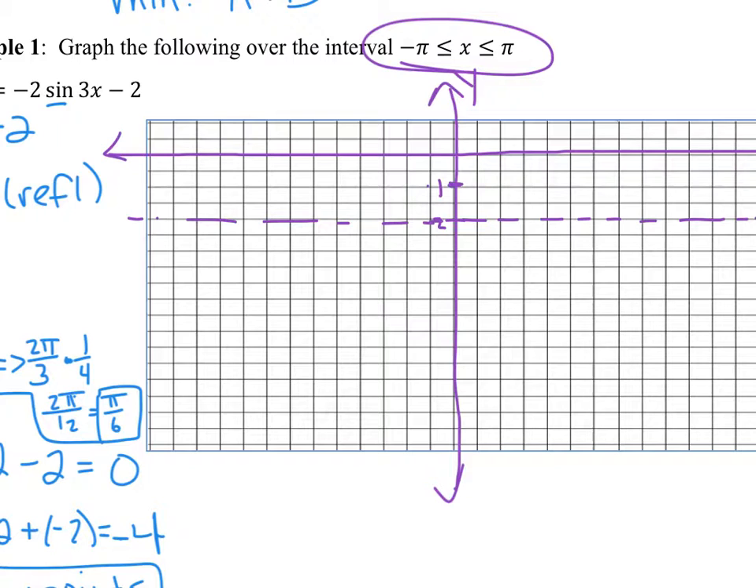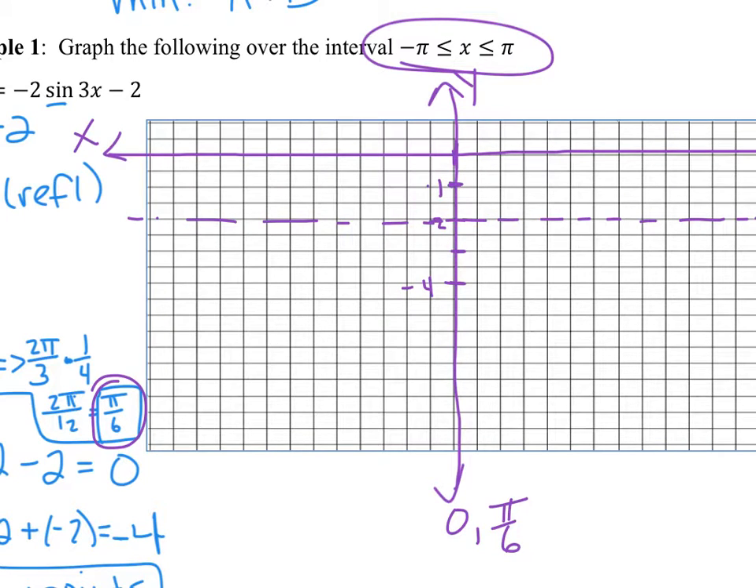It's going to go down to -4 and up to 0. So it's going to go up to the x-axis and down to -4. Now, the 5 key points are going to involve the interval. So the first one is always 0. That's where we start on the y-axis. And then the second one is pi over 6.